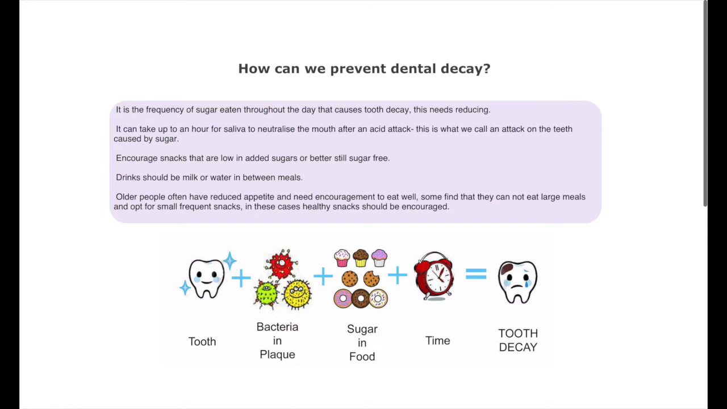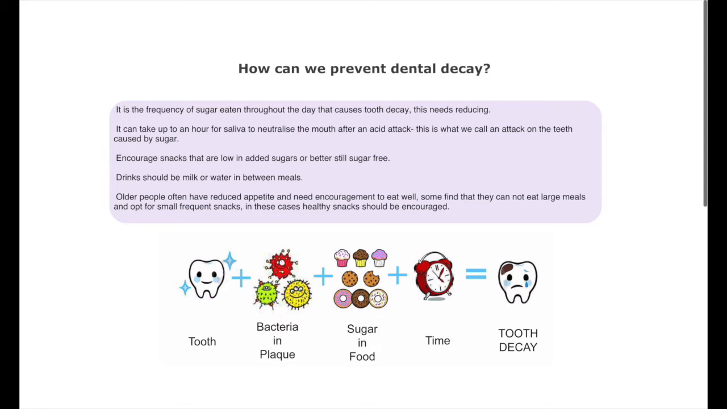Drinks in between meals should be water or milk. Tea or coffee is okay, providing it doesn't have sugar added into it. It's also important to know that even though something says no added sugar, it still may have a natural sugar element in it. This description means that no extra sugar has been added. It's really important to look at food labels and the amount of sugar in the foods that are eaten.